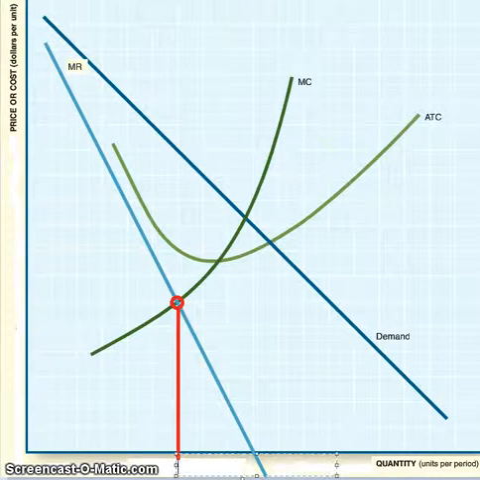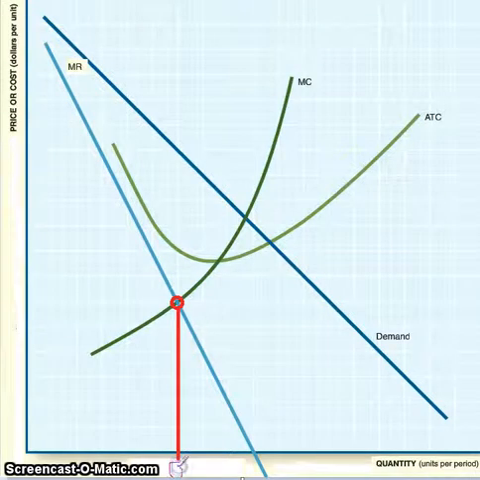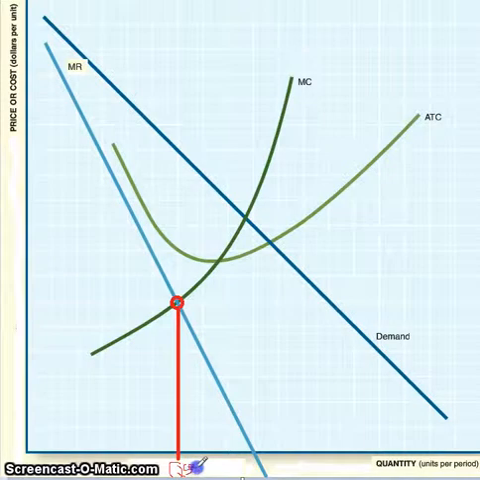Oh, not what I wanted. Pardon my terrible handwriting, I'm using a mouse pad to do this. Okay. So that gives us our short run quantity.